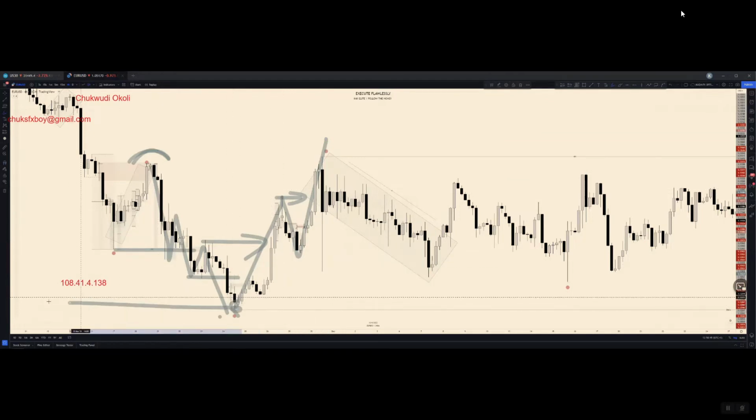And this low as well came from a high time frame for our demand zone on the left, yeah?